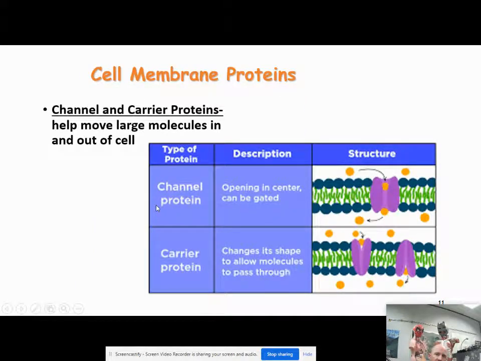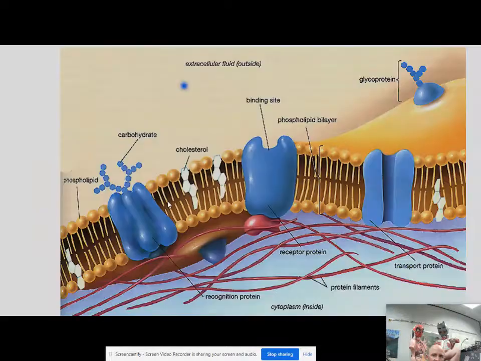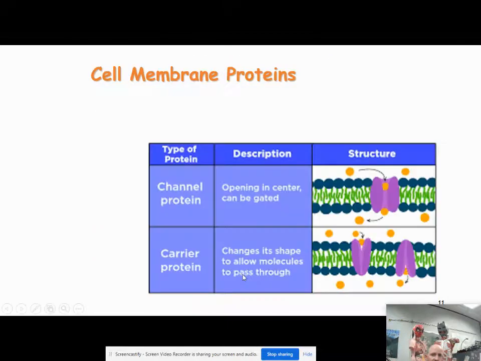Okay, within there, we've talked about channel and carrier proteins. These are the only two I really want you to know about. Going back here, this might be a channel or carrier protein. This would definitely be a channel protein. And then a carrier protein maybe is more like this one, and we'll go see what they do.